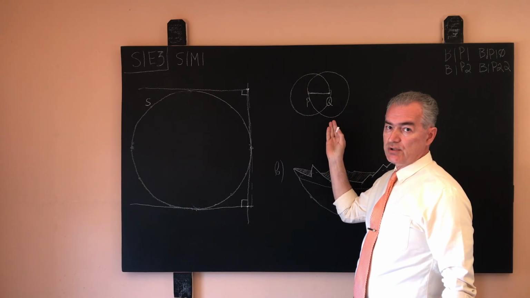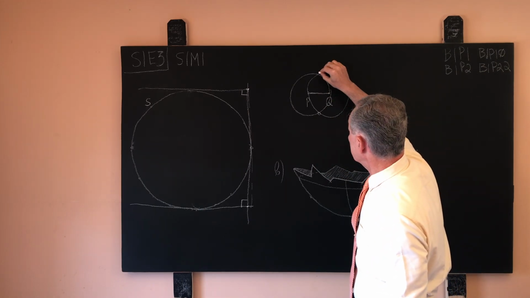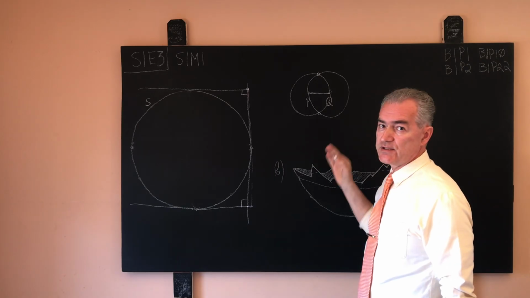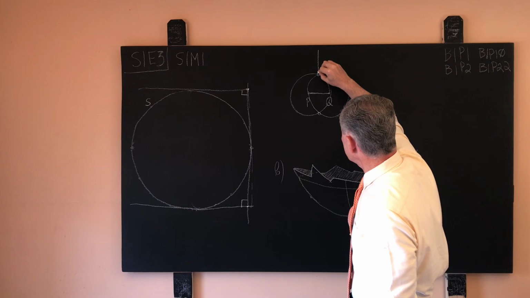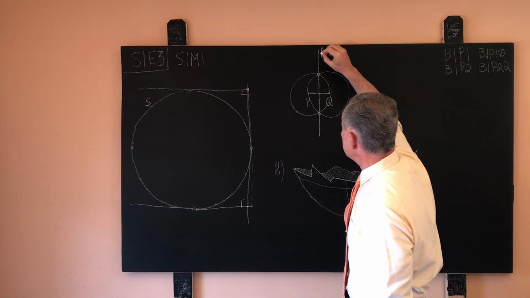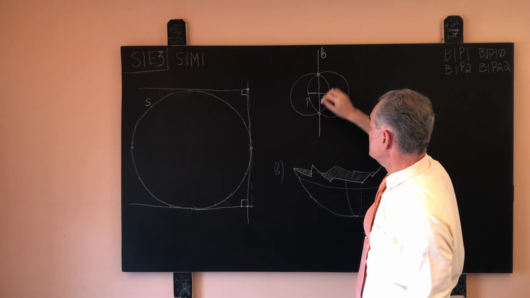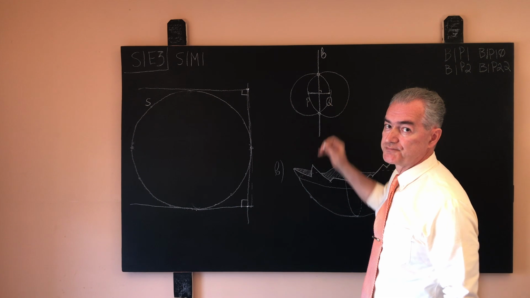These 2 circles will intersect at 2 distinct points, this point and this point. And these 2 distinct points will define a unique straight line that will be the line B, which is the perpendicular bisector of the given line segment PQ.